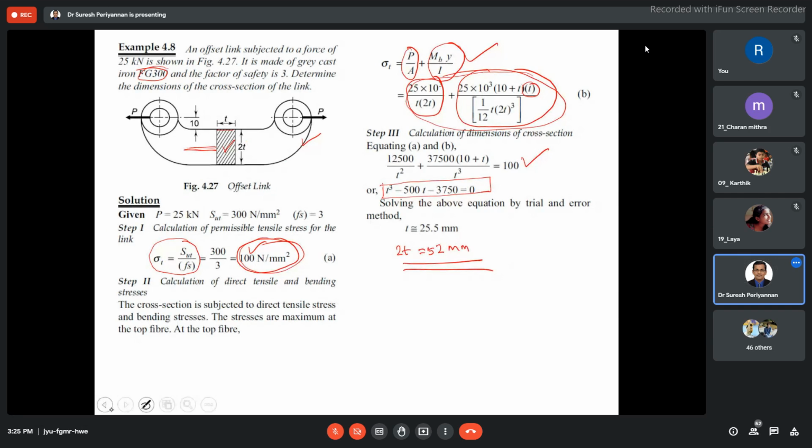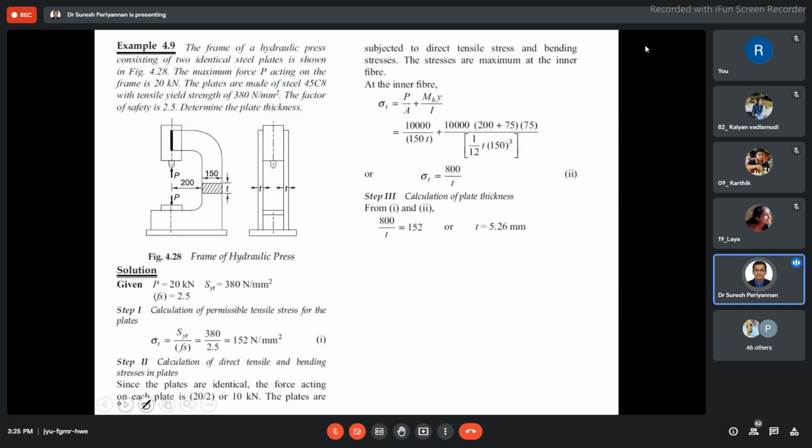These are very simple problems only. Now I come to the next problem. If you have any doubt, please raise your hand and ask me. No problem. The frame of a hydraulic press consists of two identical steel plates. This one, two identical steel plates.